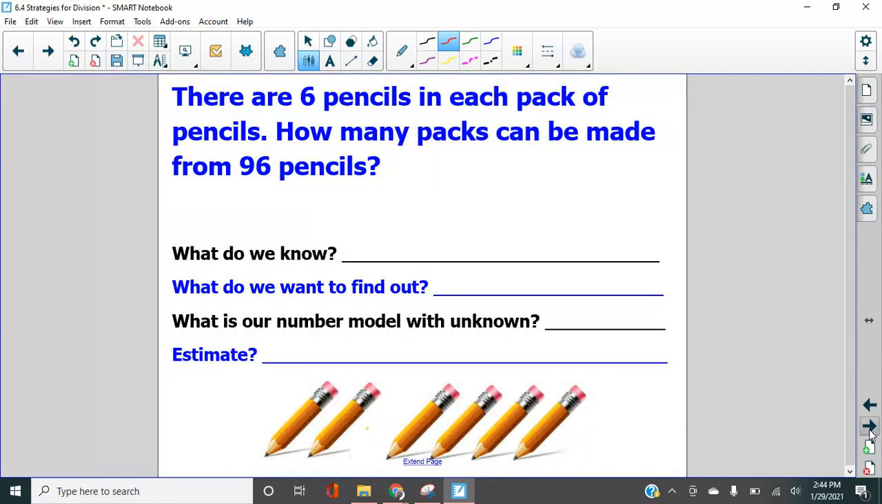You're going to do another one. There are 6 pencils in each pack of pencils. How many packs can be made from 96 pencils? All right, what do we know? We know how many are in each pack, and we know how much there are total. We're dividing these in, and we need to know the number of packs.